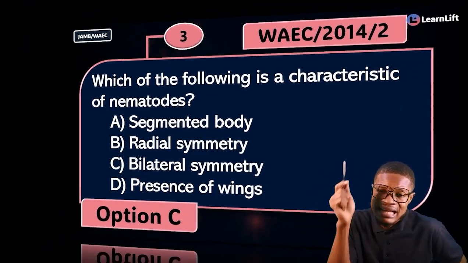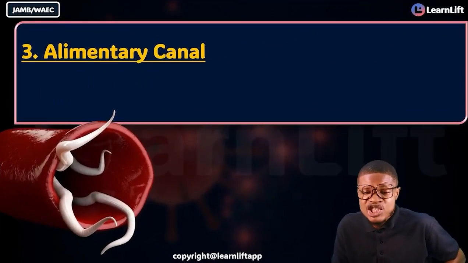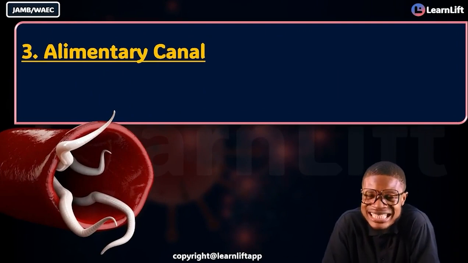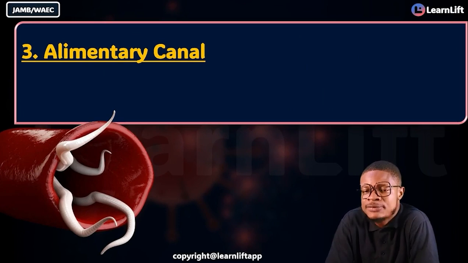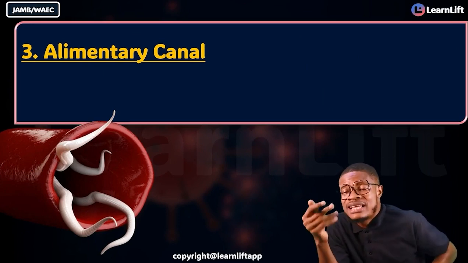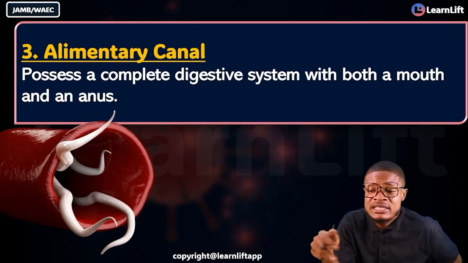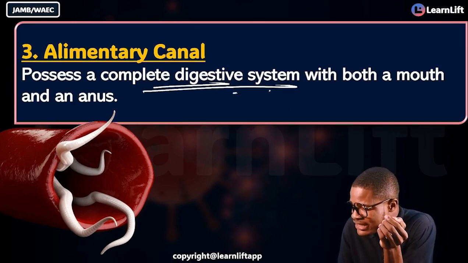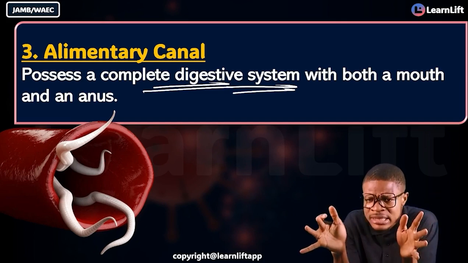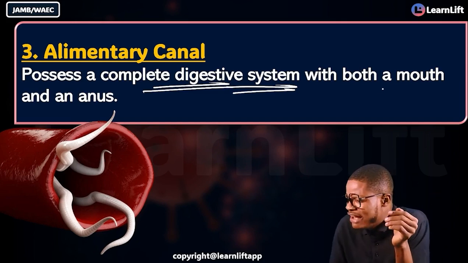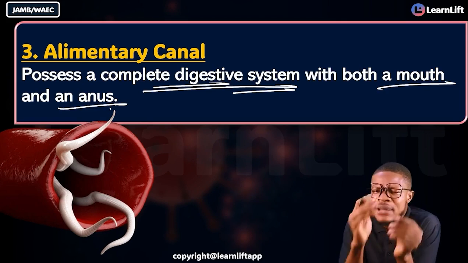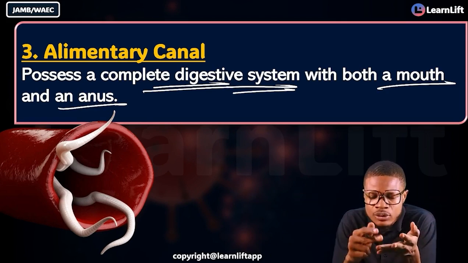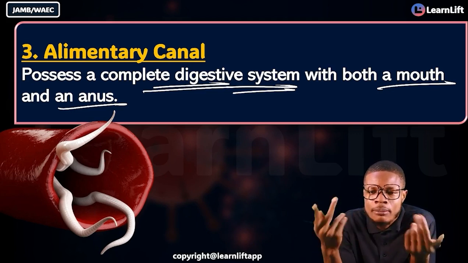If you understand that, another distinguishing feature of nematodes, number 3, is the alimentary canal. Alimentary canal is talking about their digestive system. What type of digestive system do they have? They possess a complete digestive system. Why are they complete? Because they have mouth and anus. If you have mouth and anus, you have a complete digestive system. Mouth there, anus there. That means you have 2 openings, complete.